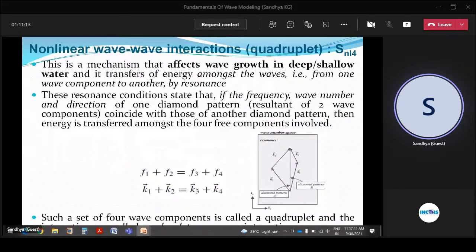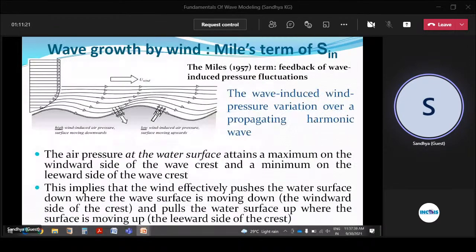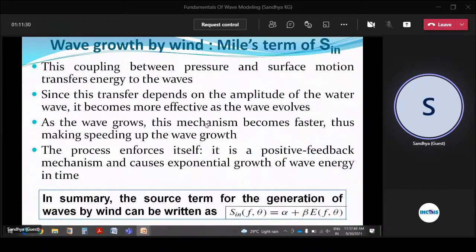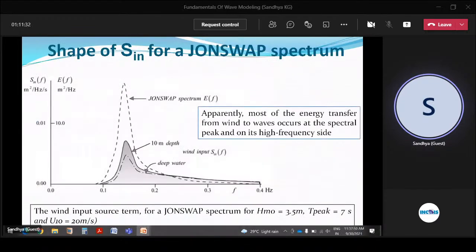This is an important point. Now, the second term in the expression is the S_nl. You must be remembering this expression. So the second term is S_nl. As I told you, it is the nonlinear wave-wave interaction. There are two types of nonlinear wave-wave interactions.